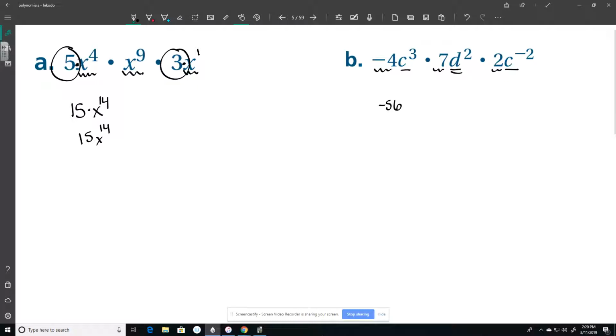And then c cubed, I've got 3 c's right here, and I've got negative 2 c's. So if I take 3 plus a negative 2, that just leaves me with c to the 1st power, because 3 plus negative 2 is 1, and then I have d squared left over. So that's going to be negative 56 c to the 1st power, we can just write it as c, and then d squared. All right, next rule.